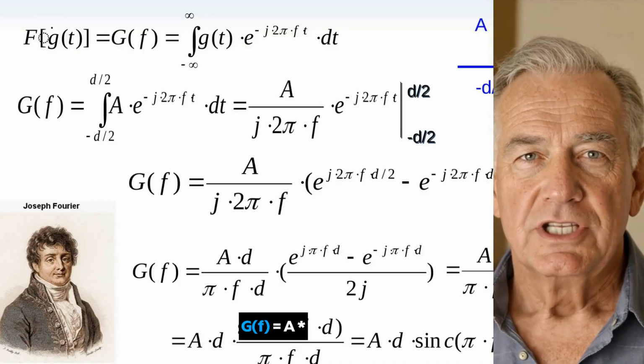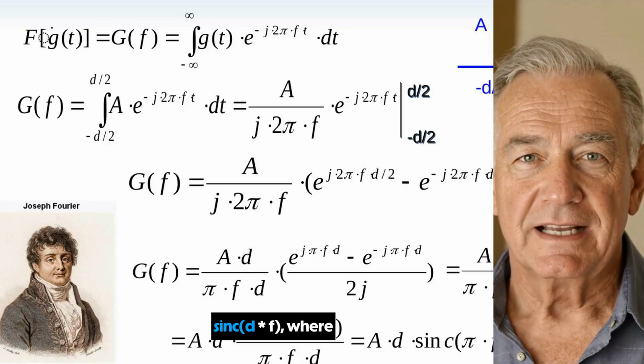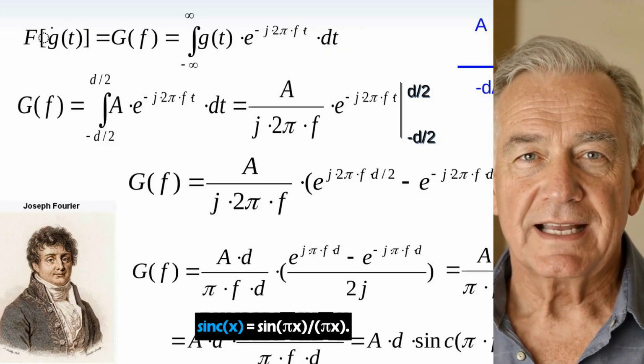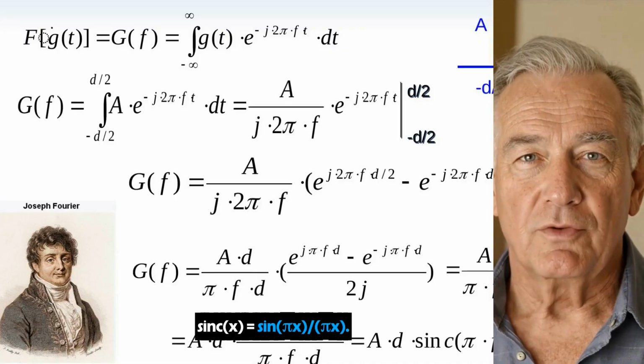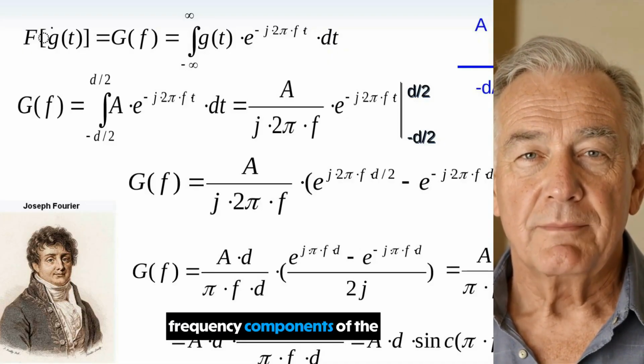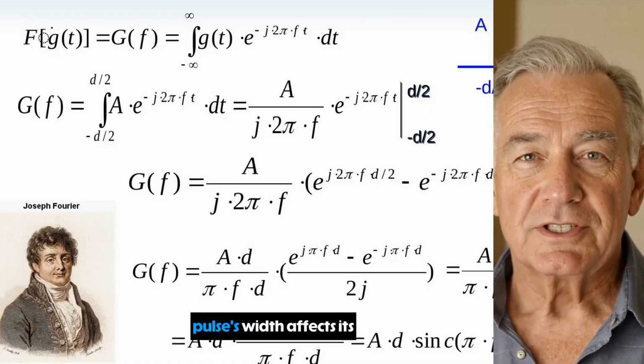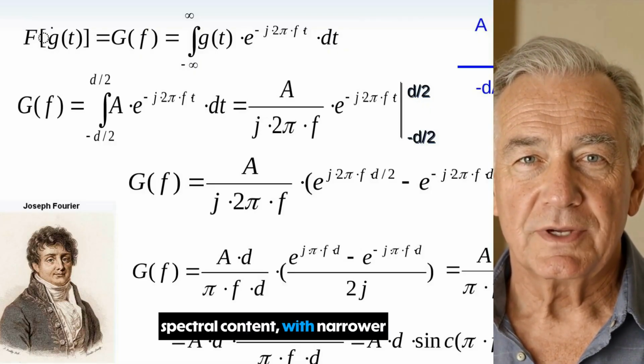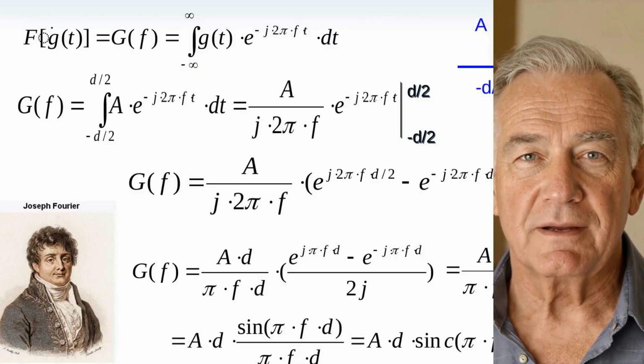The Fourier transform of a rectangular pulse is crucial in signal processing. It is expressed as G(f) = A·d·sinc(d·f), where sinc x equals sin x / x. This transform reveals the frequency components of the pulse, showing how the pulse's width affects its spectral content, with narrower pulses having broader spectra.